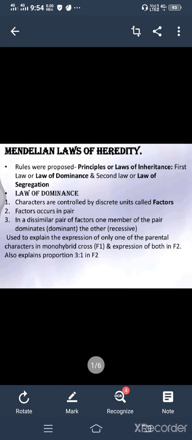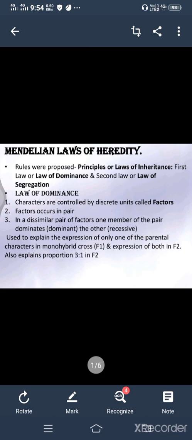Coming to the first one, the law of dominance. Dominant characters, you know what is meant by dominance. The characters are controlled by discrete units called factors. Factors always occur in pairs. We had dealt with the example. In a dissimilar pair of factors, one member of a pair dominates and the other is recessive.